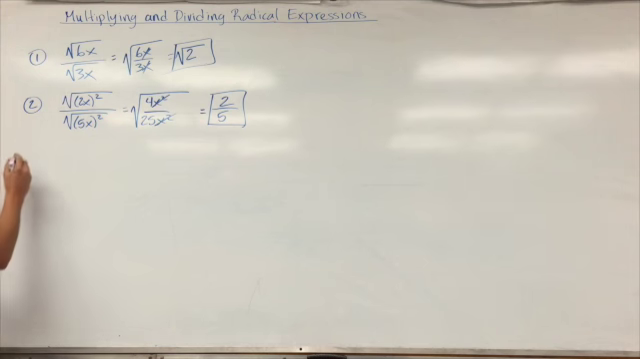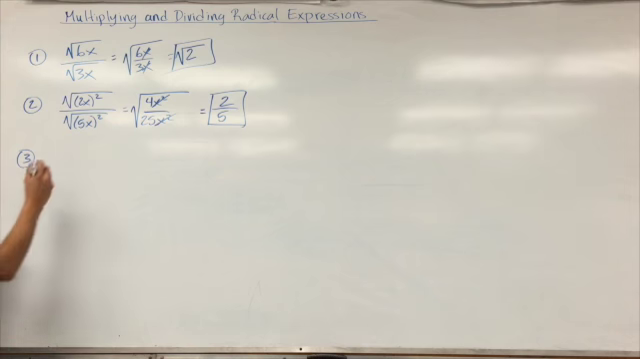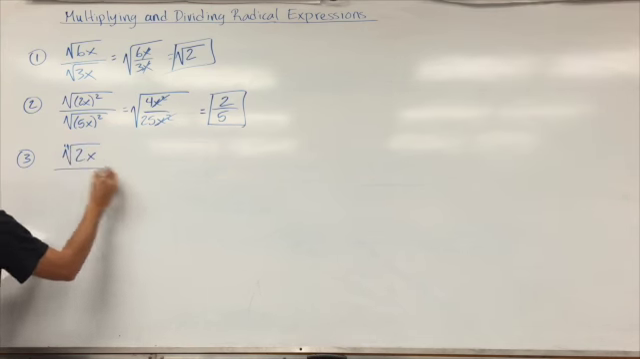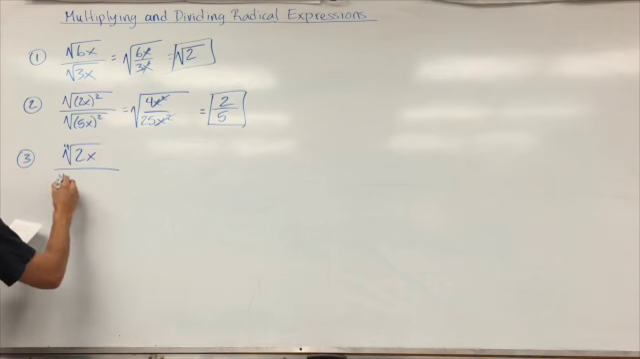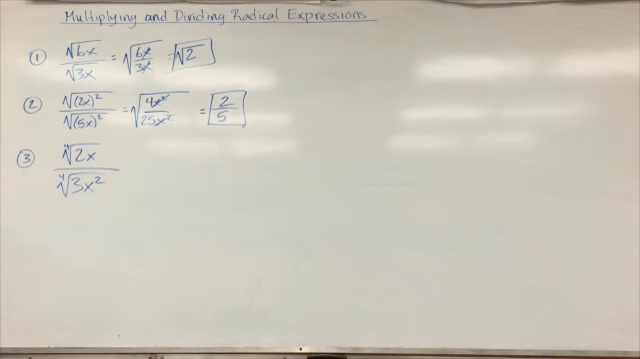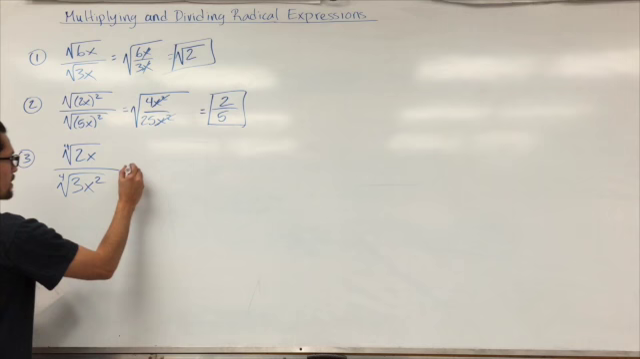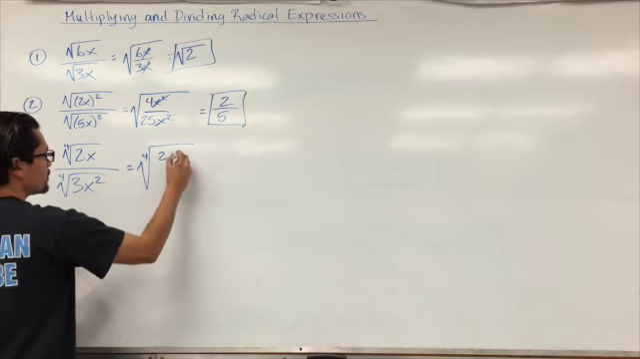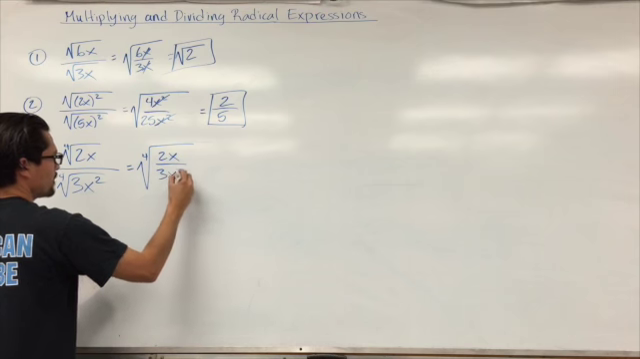All right, let's try another one. This will be the last one. I have the 4th root of 2x over the 4th root of 3x squared. So I'm going to try to do the same thing. Put them together under the same radical: the 4th root of 2x over 3x squared.